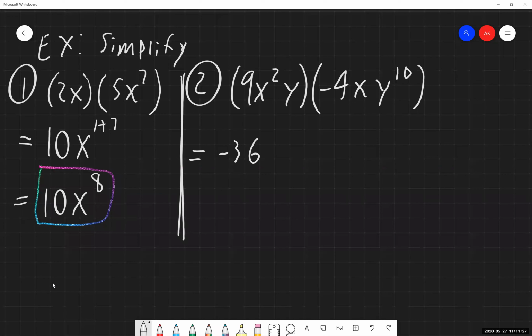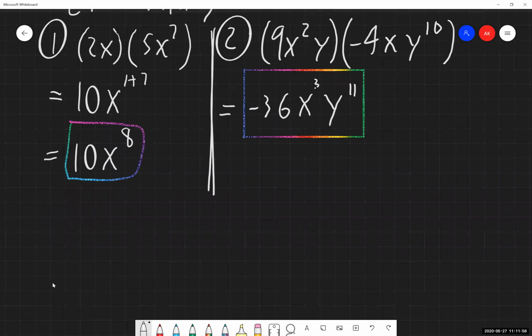So x squared times x to the first, add those exponents together because the bases are the same in multiplying, and we get x to the third. Then work with our y's. Y to the first times y to the 10th, combine those together, and we get y to the 11th. And we have our final answer. So these are our first two examples that we have with multiplying two monomials together. So very similar to what we went through yesterday.